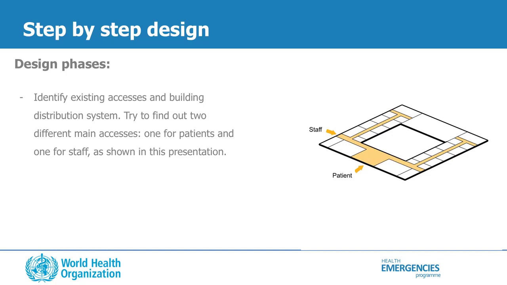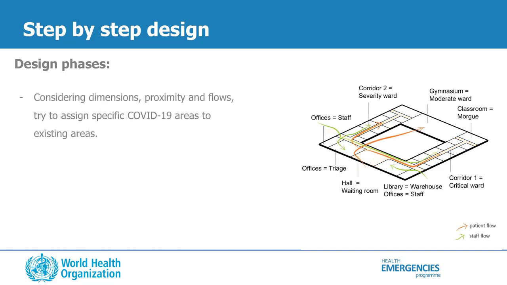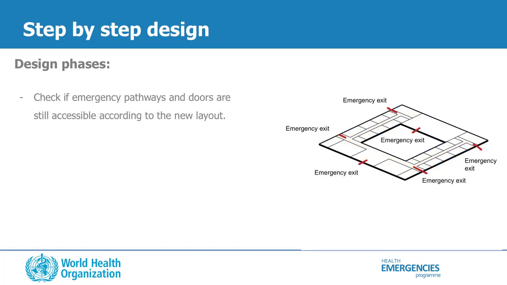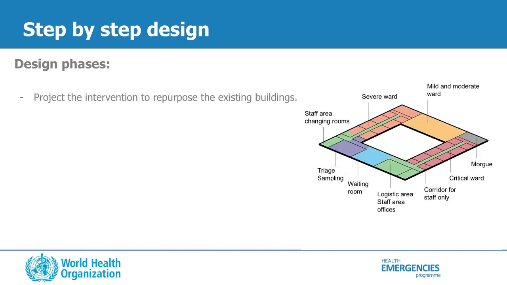Using the building technical drawing, we should start identifying existing access and building distribution system. Try to find 2 different main accesses, one for patients and one for staff, as shown in this picture. Considering dimension, proximity and flow, try to assign specific COVID-19 areas to the existing areas. Check if electrical, ventilation, plumbing systems and waste management are appropriate for the repurposing. Check if the emergency pathway and doors are still accessible according to the new layout. Finally, draft the intervention to repurpose the existing building.